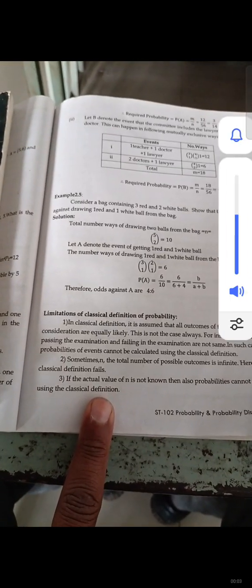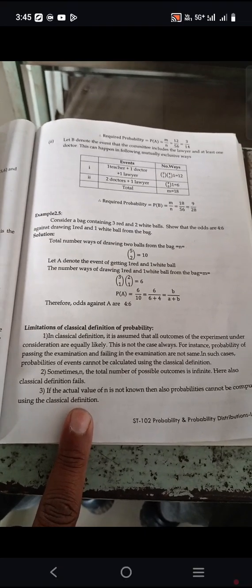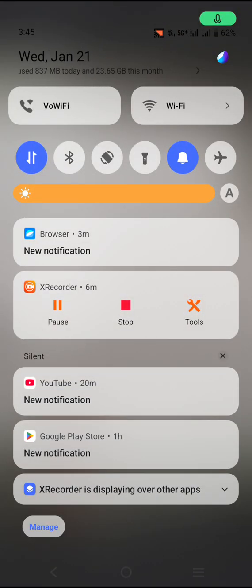Good afternoon. Last lecture we solved a numerical example on probability theory, and in this lecture we solve another example on probability theory. That is, consider a bag containing 3 red and 2 white balls, so that the odds are in the ratio 4 to 6 against drawing 1 red and 1 white ball from the bag. And we solve this example.